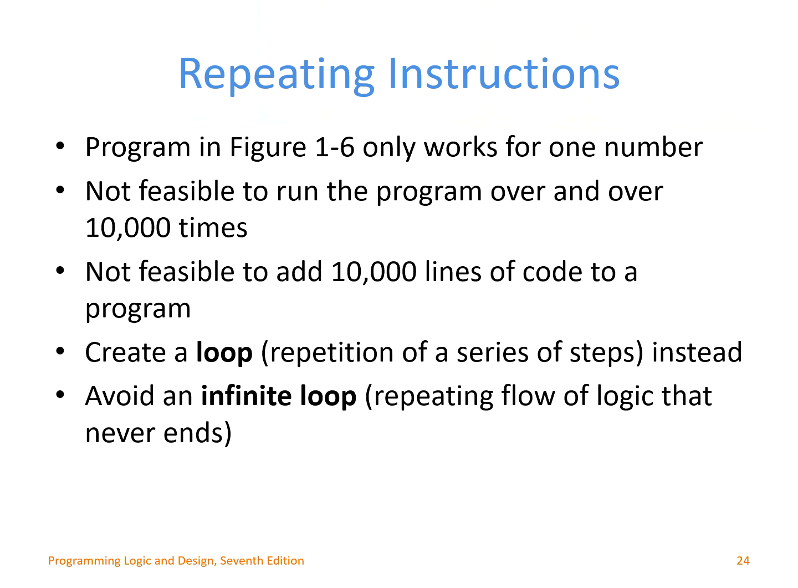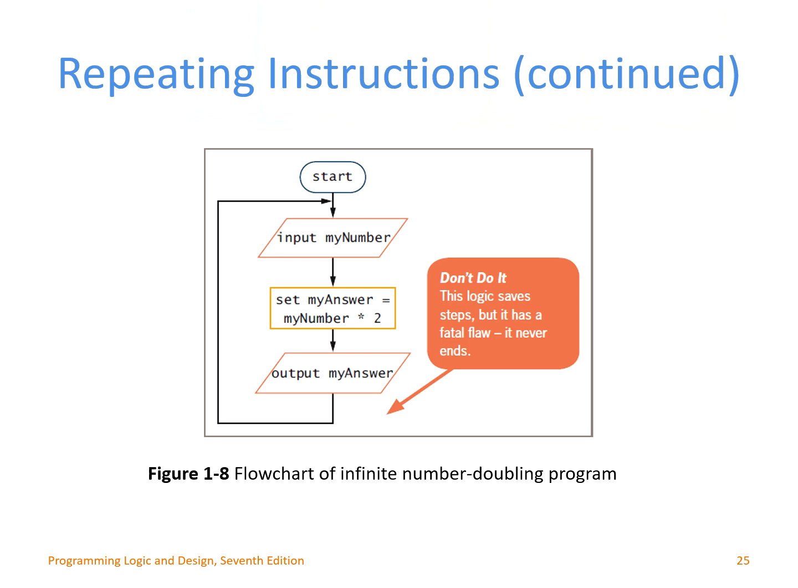Then here, avoid an infinite loop, or a repeating flow of logic that never ends. We need to avoid creating an infinite loop in our flowchart. Let's look here at the example of repeating instructions. In this flowchart, we can see that there is something wrong in the figure 1-8 flowchart because it has an infinite number doubling program. Don't do this because this logic saves steps, but it has a fatal flaw because it never ends.